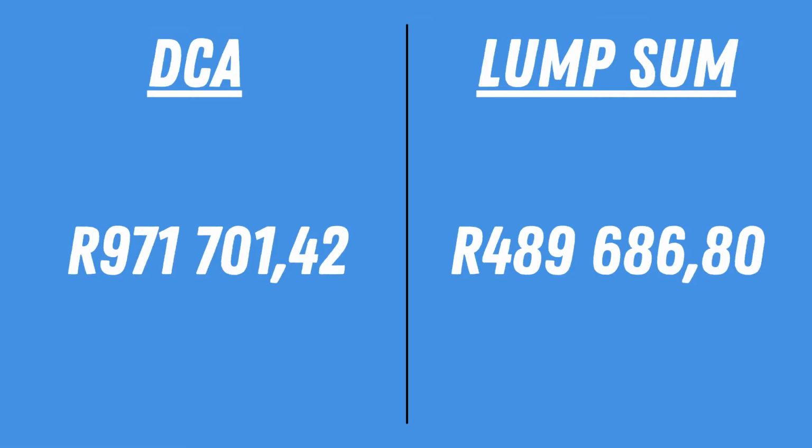So the dollar cost averaging method, after 40 weeks in the market, I would have ended up with 971,000 rand. That is a nice amount. I mean, I only invested 100,000. But obviously that's due to the volatility that I put in. Again, you can go back into the video and see what volatility I included.